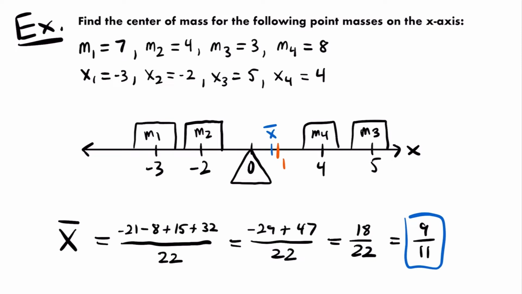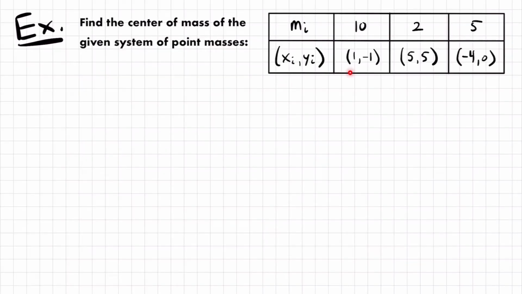Okay, let's look at a different example. All right, so here's our next example. We want to find the center of mass of the given system of point masses. And so we're given this table here, where the top row has the measurement of our masses, and then the bottom row has the coordinate points where these masses are located in an xy plane. Right, so in this case, each of our point masses has an x coordinate and a y coordinate.